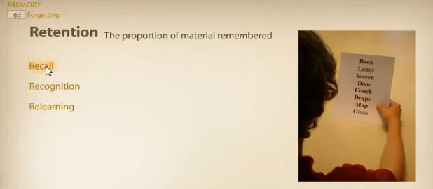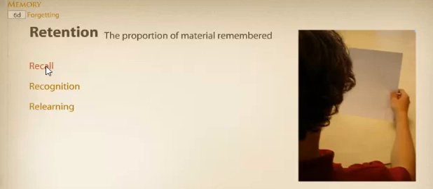So recall is a measure of retention that requires subjects to reproduce information on their own without any cues. If you were to take a recall test on the list of 25 words you had memorized, you would simply be told to write down on a blank sheet of paper as many of the words as you could remember.